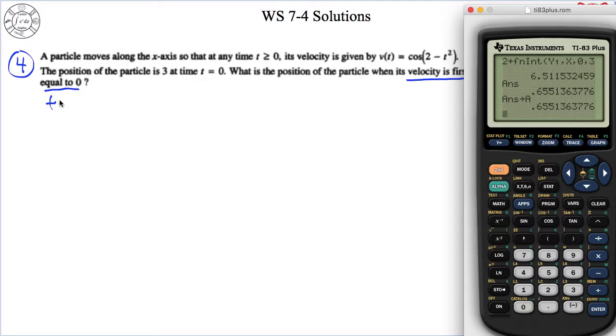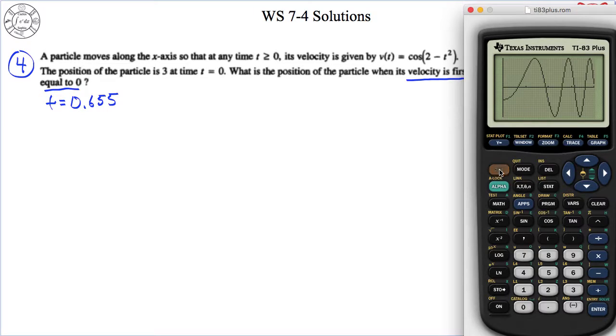That's at time equals 0.655 when the point is talking about. But we're asking for the position. It gives us velocity, so we need to take the integral. To take the integral on this graph, we just need to find this area.